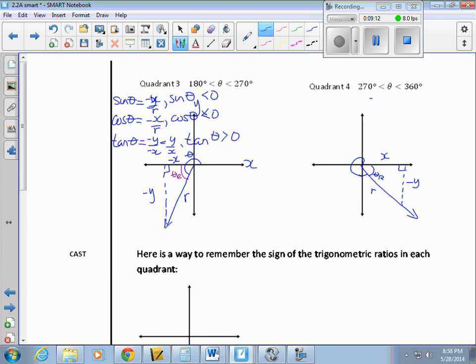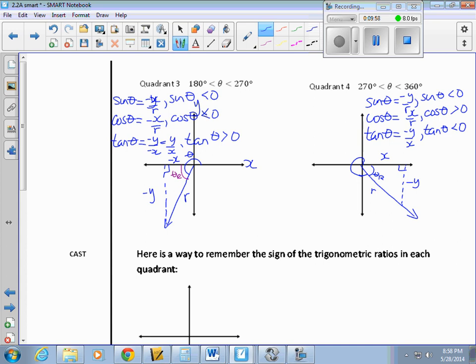So sine then, sine is opposite over hypotenuse, so negative y over r. So that means sine of theta will be negative or less than 0. Cos of theta is adjacent over hypotenuse, so that's my x over r. So cos then is greater than 0. And tangent of theta, that's my y over x, so that's negative y over x. So that means tangent of theta is less than 0 in quadrant 4.